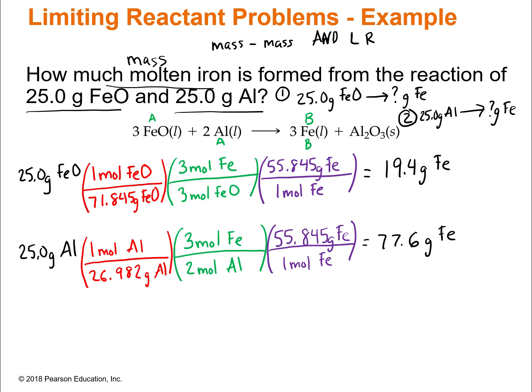We're going to make the 19.4 grams because that one's the least amount of product. Which reactant is the limiting reactant? The iron 2 oxide.